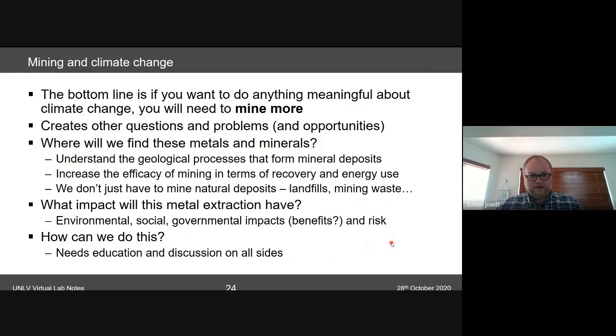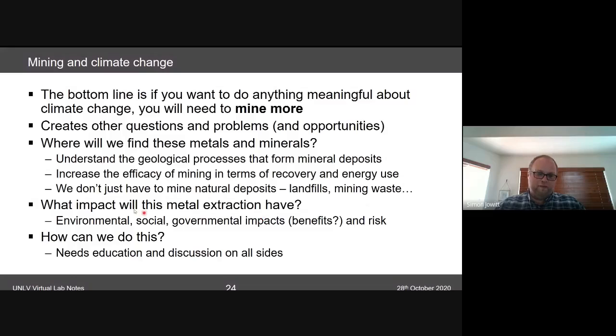And the bottom line is, the data shows that if you want to do anything meaningful about climate change, you're going to need to mine more metals and minerals. And that creates other questions and problems, opportunities to think about where we're going to find these metals and minerals. We need to understand the geological processes that form mineral deposits, especially mineral deposits we haven't thought about much in the past, like lithium deposits, rare earth element deposits, these things that form important components in green technology or more efficient technology. We need to increase the efficiency of mining in terms of recovery and energy use. We need to think about the waste material from past mining, can we extract metals from this, and so on.